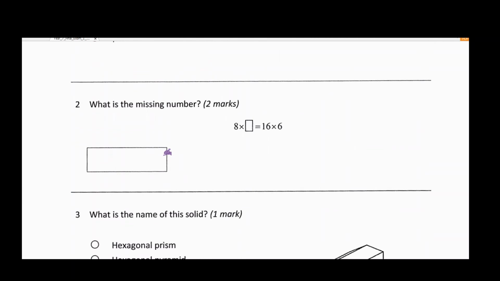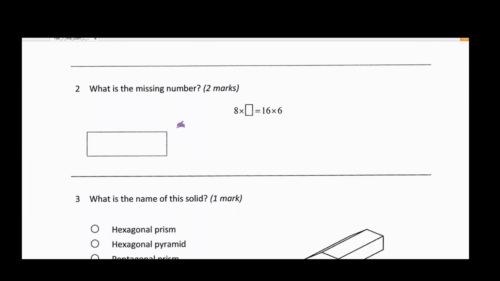Okay, next question. Number 2. What is the missing number? 8 times by something equals 16 times 6. So let's look at what 16 times 6 is. 6 times 6 is 36. Put down the 6, carry the 3. 6 times 1 is 6, plus 3, is 9. 96.